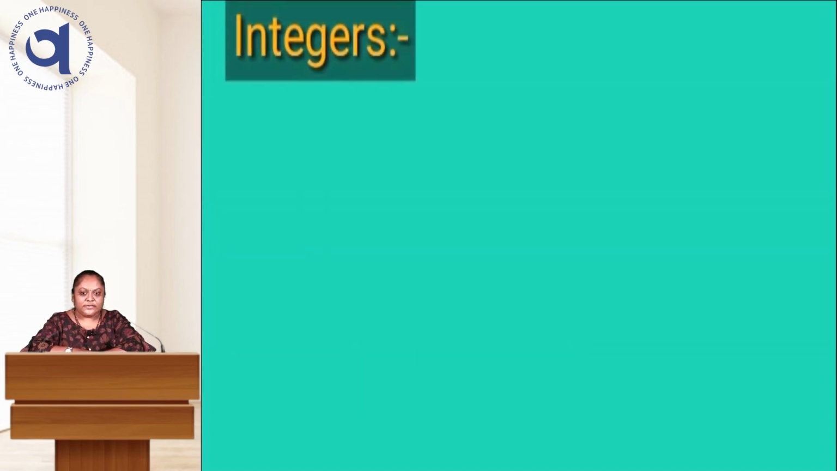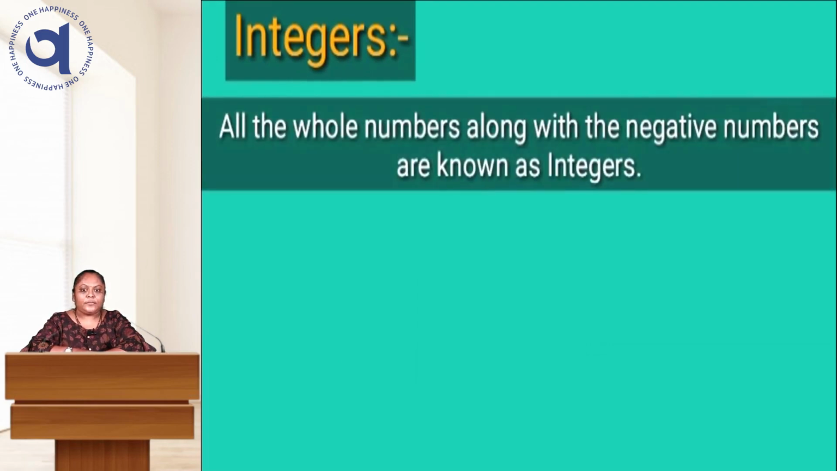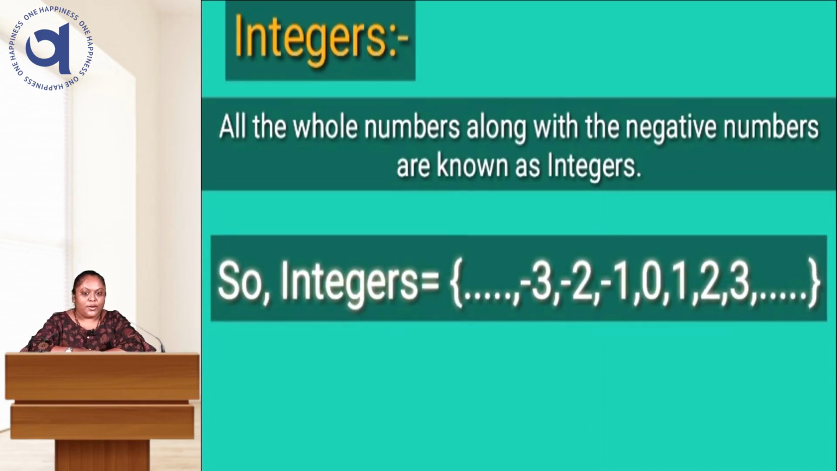Now about integers. Integers are all the whole numbers along with the negative numbers. That means positive numbers 1, 2, 3, 4, if we add 0, that is whole number, and all negative numbers, they all are combined and it makes integer. Integers is combination of whole numbers, natural numbers and negative numbers. So, integer is -3, -2, -1, 0, 1, 2 and 3.